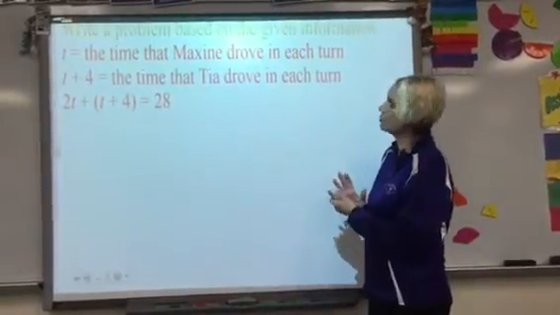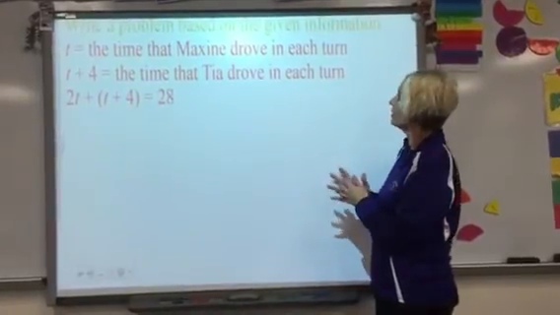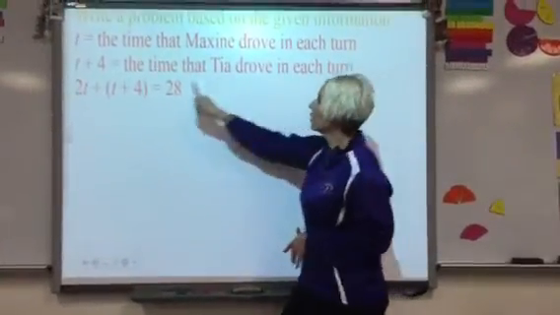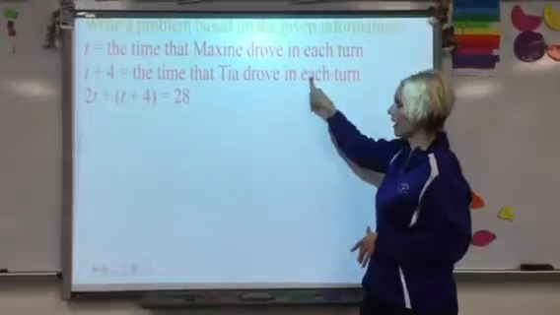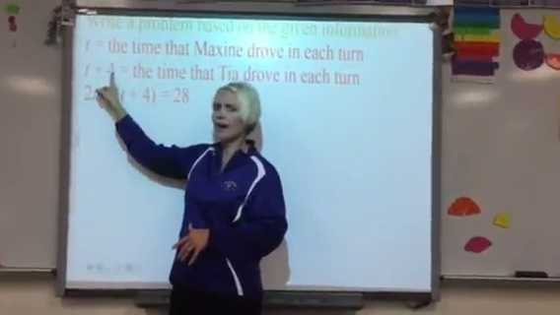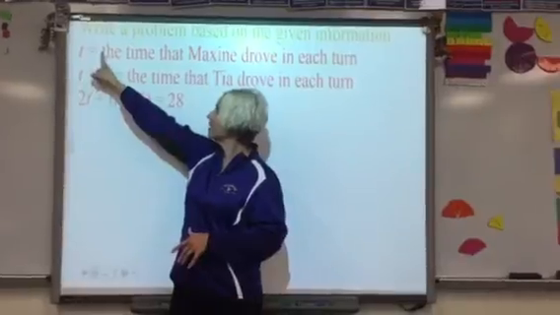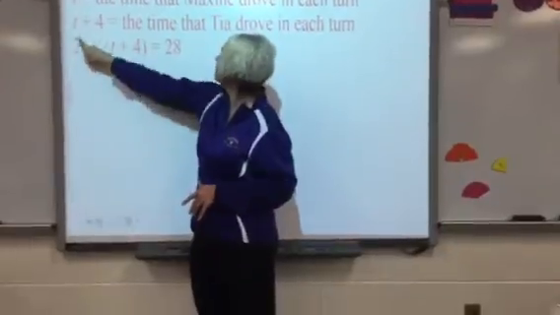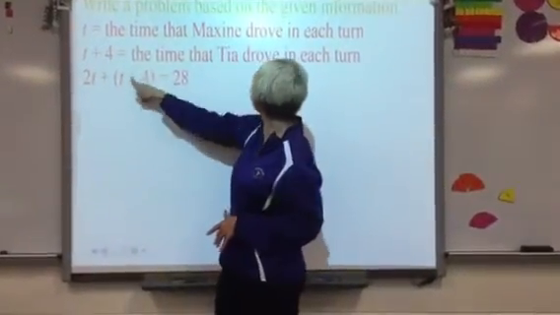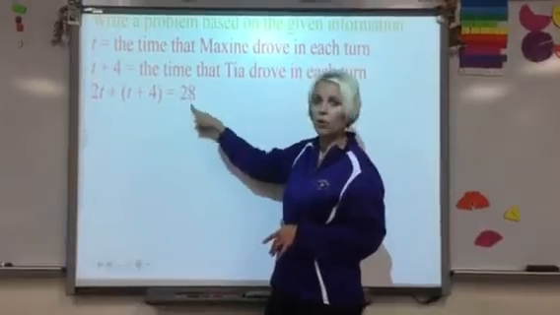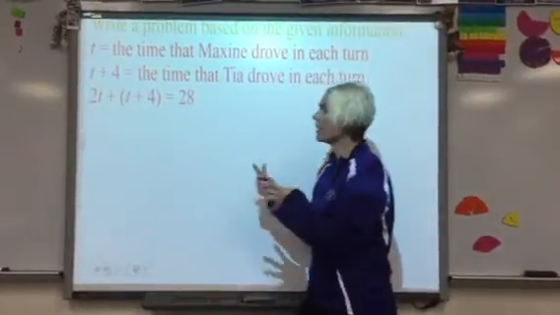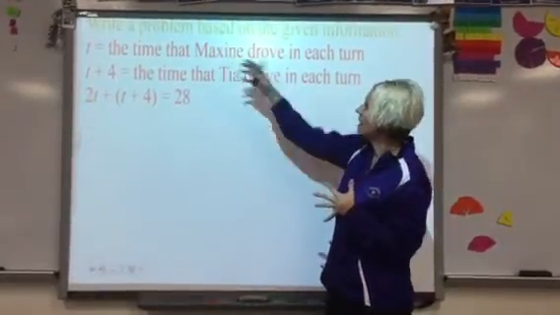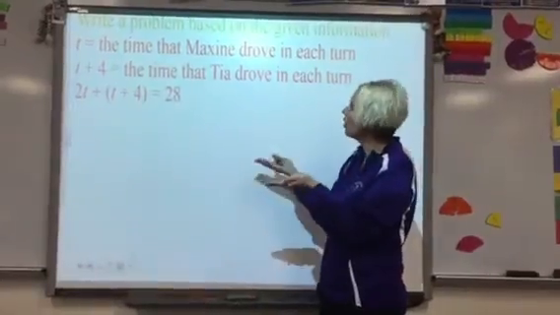The last thing we'll do is to write a problem based on information that we're given. So in this problem, we know that t is going to be the time that Maxine drives. We know that t plus 4 is the time that Tia drives. So we know it takes Tia 4 hours more than Maxine. And then we have this equation. So we have 2 times the Maxine plus 1 times the Tia equals 28 total. And so what we want to do is think about what are we going to ask as our question here. Well, since we have a variable of t, we want to say, how long did Maxine drive?